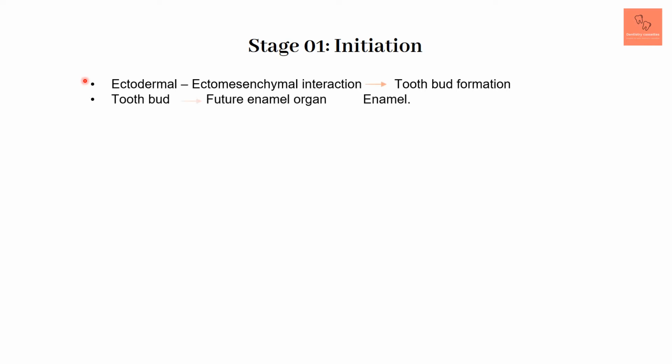The initiation stage is when the tooth development actually begins. This is when the ectodermal and ectomesenchymal cells interact to form the tooth bud. The tooth bud will form the future enamel organ, which will eventually form the enamel. A defect in the initiation process will lead to either an absence of tooth bud or an extra tooth bud. As a result, there will be a deficient number of teeth or more teeth present.